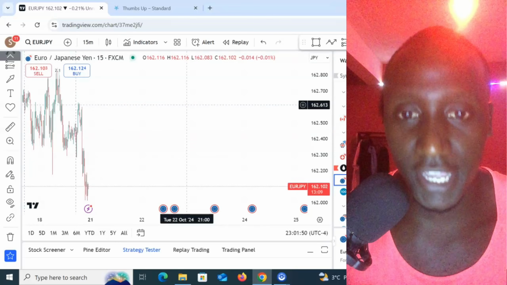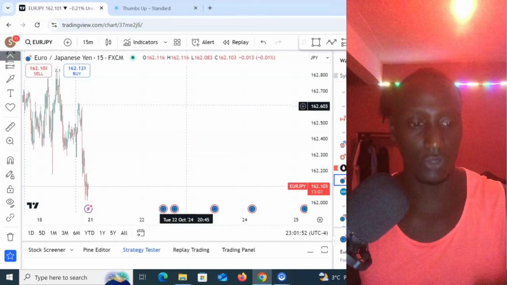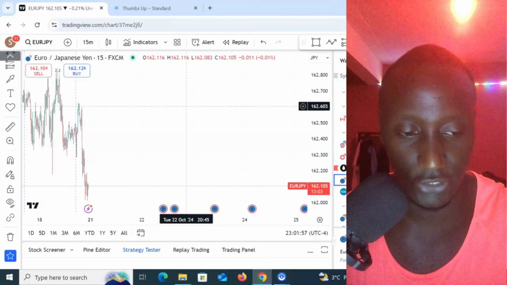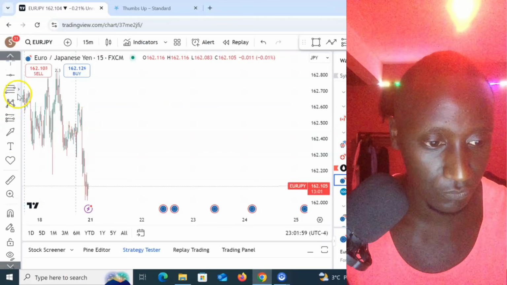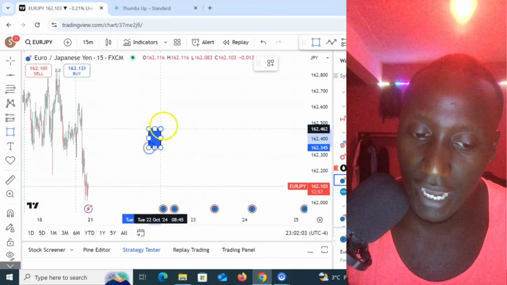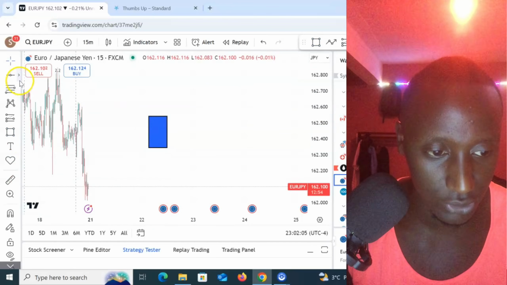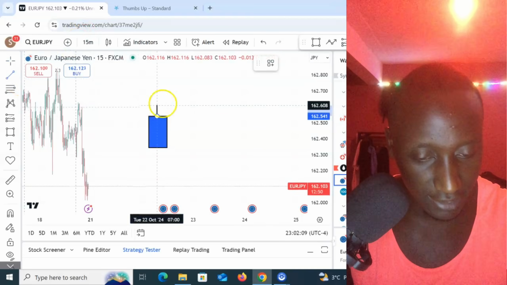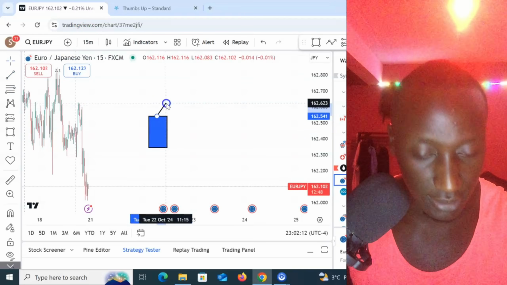Monday is where everything begins. So this is the theory behind this strategy. Think of a candle. Think of just any candle. A candle usually has an open, a close, a high, and a low. We are interested in the high and the low.